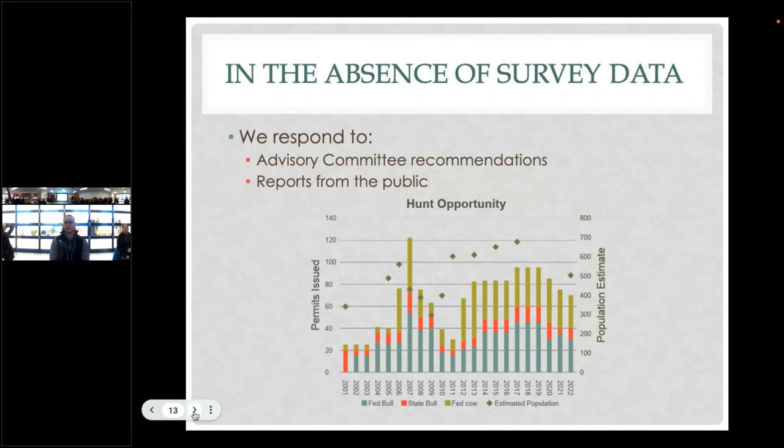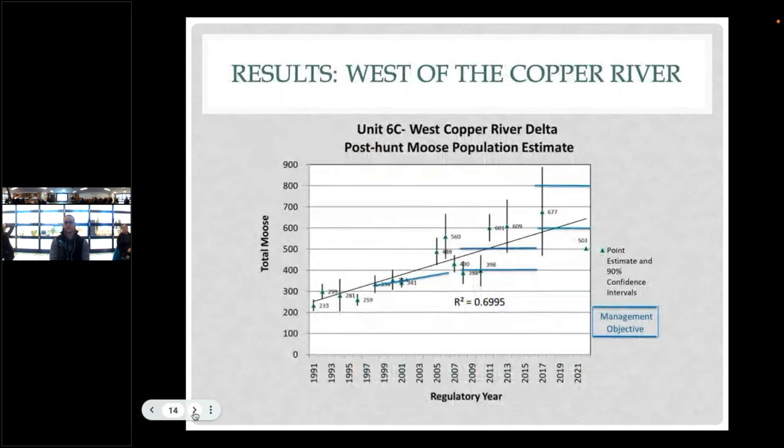So let's put this population estimate in context. The West Delta estimate is about 500 moose, and that is below our population objective. The objective here is shown between 600 and 800. The important thing to note is there are confidence intervals for the survey, but they're so tight that they're obscured by that marker, because they're from 497 to 510. So they're just underneath that triangle, basically.